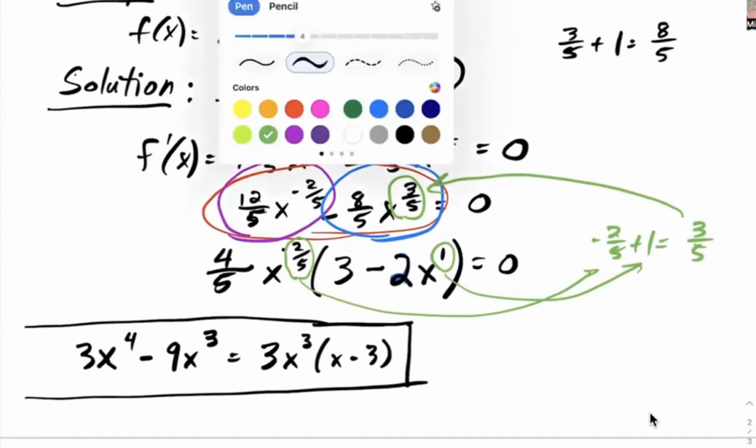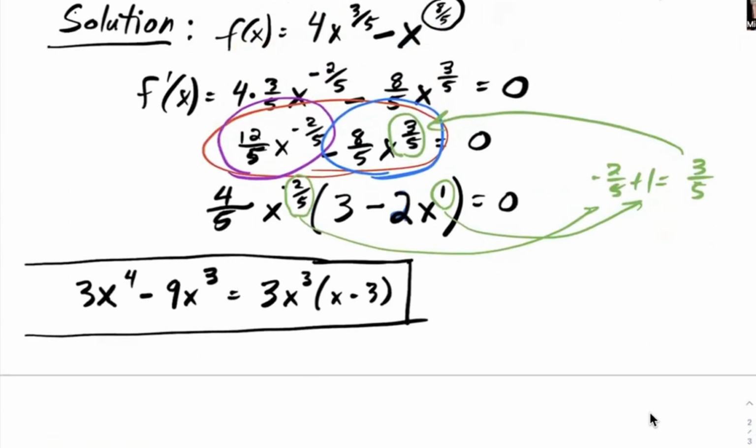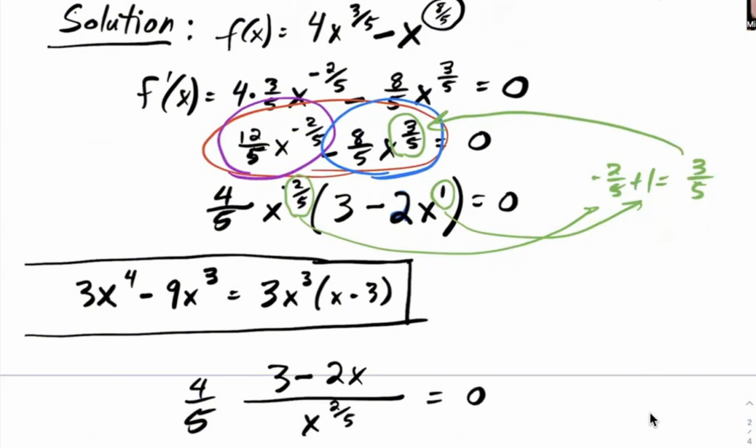Okay, so what's the next step? Well, I'm going to rewrite this. Inside the parentheses, I've got 3 minus 2x, and I've got a 4/5 out front. And in the bottom, I'm going to have x to the positive 2/5 power. And I want that to equal 0.